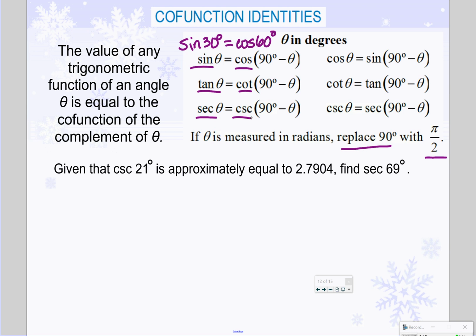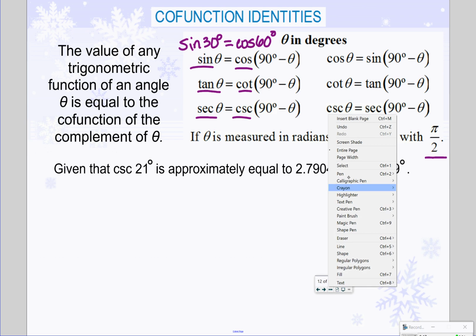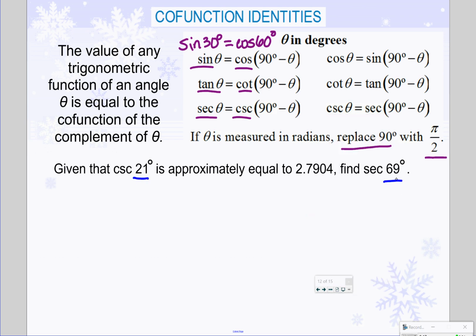So when we use these, they're typically some of the easier identities, and there's an example at the bottom here. It says, given that cosecant of 21 degrees is approximately 2.7904, find the secant of 69 degrees. Now what they want you to recognize is, first of all, 21 and 69 are complements of each other. They add to 90. And we also have cofunctions, secant and cosecant. So according to this identity set, if they're cofunctions and complementary angles, they're equal. So if one of them is 2.7904, the other one is 2.7904. That is your answer. They're just asking you here to recognize that they are equal.